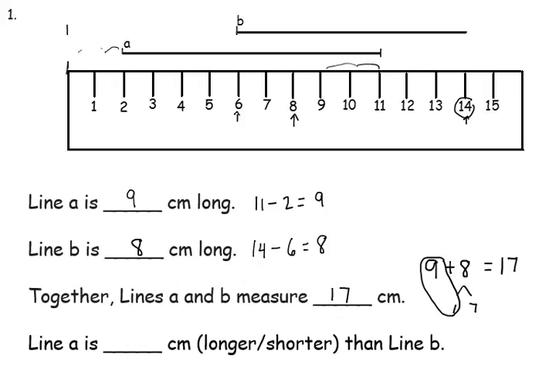The next question says line A is blank centimeters longer or shorter than line B. Well, line A is 9 centimeters, line B is 8 centimeters. So line A is longer than line B by 1 centimeter, since 9 is 1 more than 8.